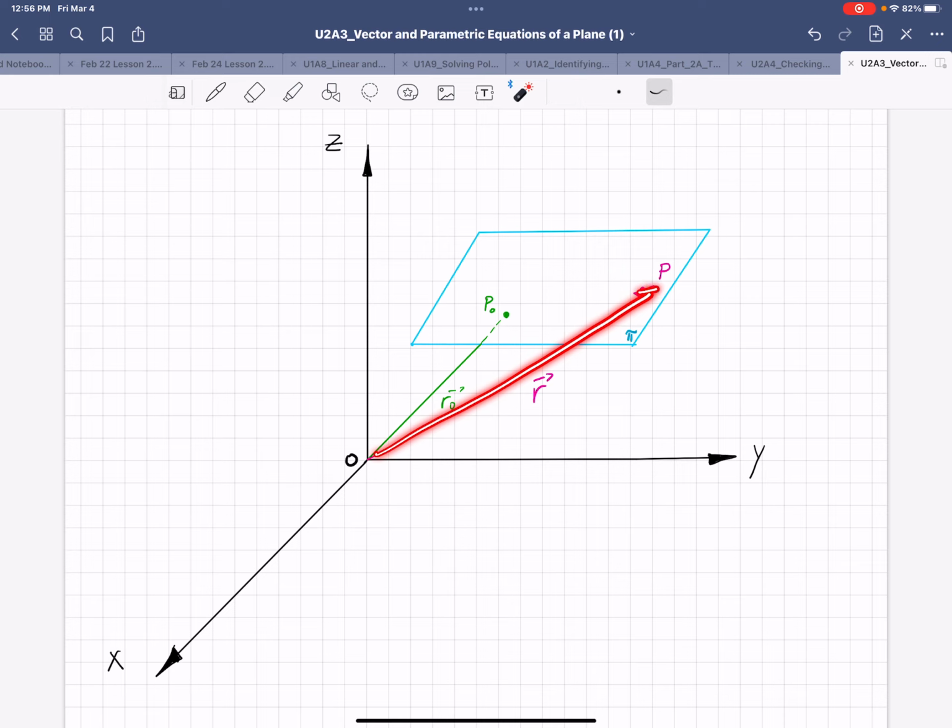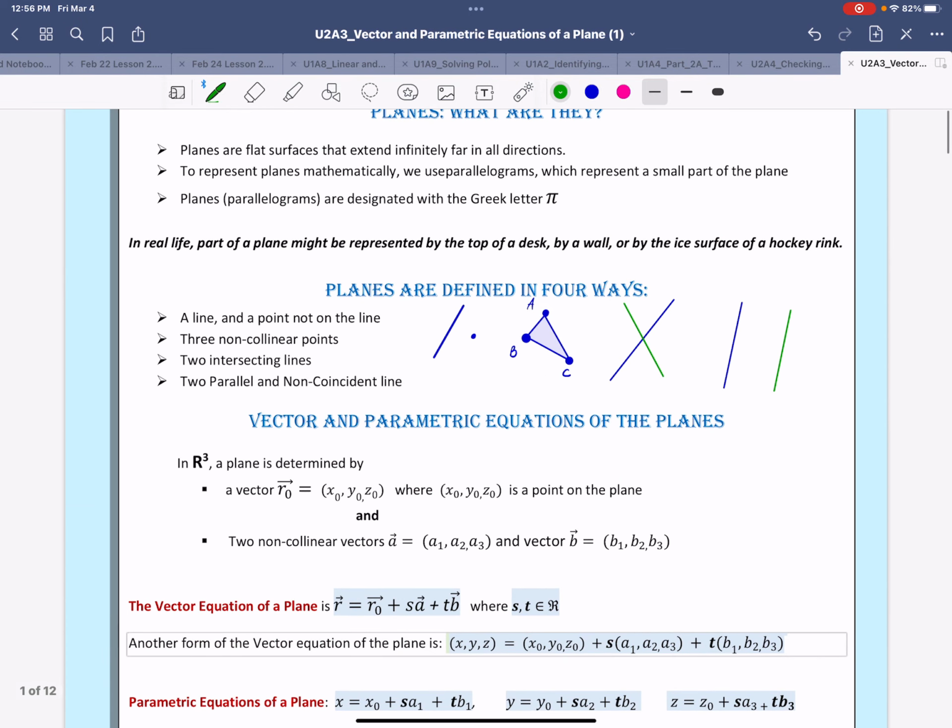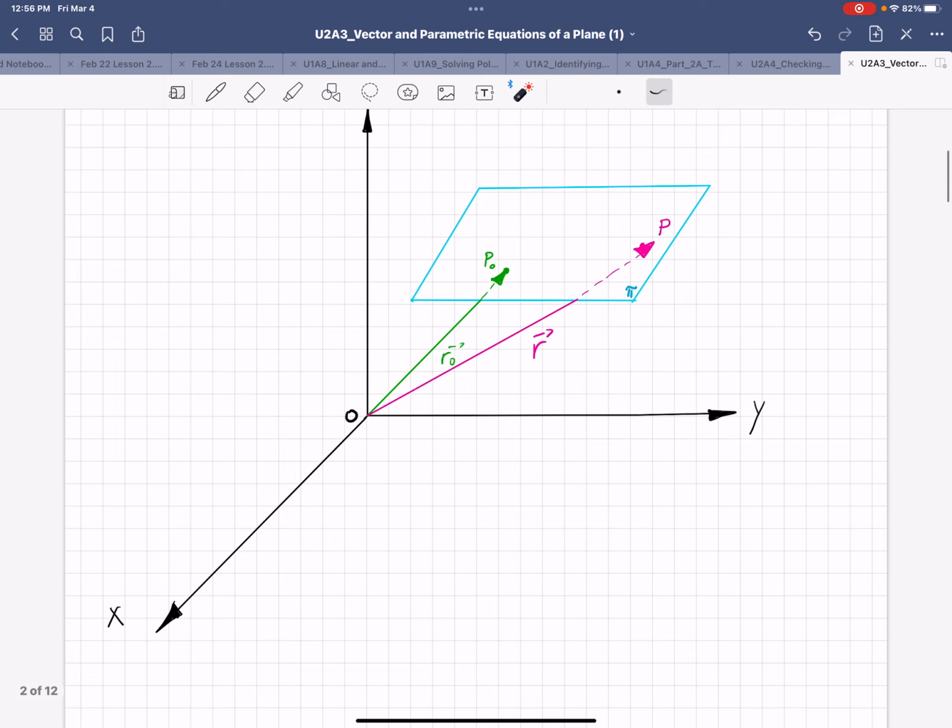In order to describe the equation or the location of the plane, we're going to use the vector R, which is any vector on the plane, and try to express it in terms of vector R0, which is a fixed vector on the plane. We will know the coordinates of it, P0. We're also going to use direction vectors, just like we used for the equation of a line. Because a plane can be formed by two lines, we are going to need two direction vectors.